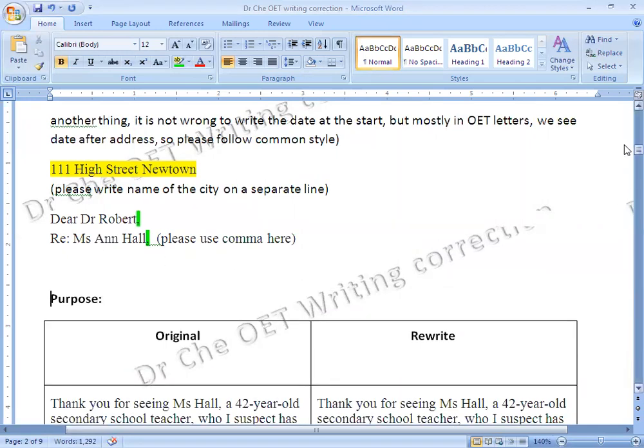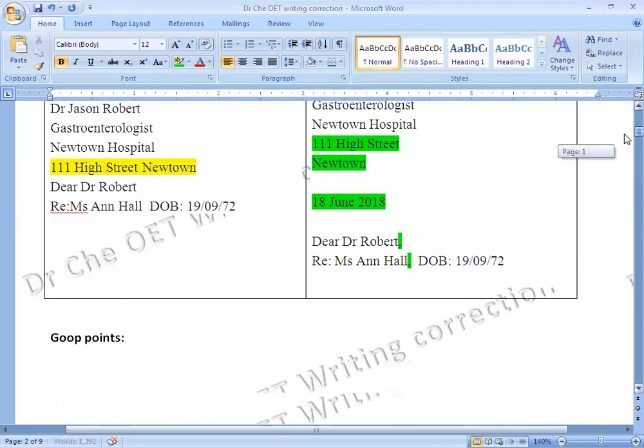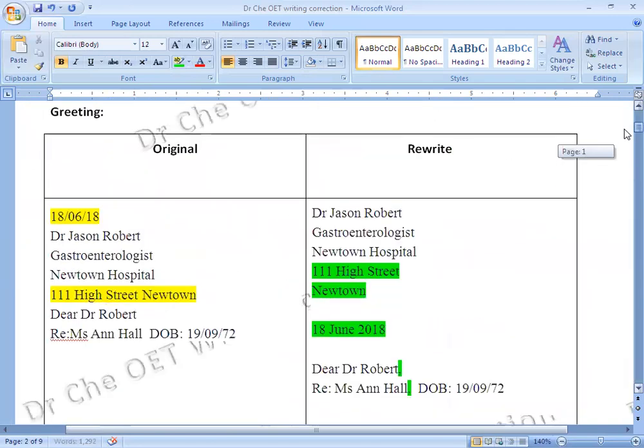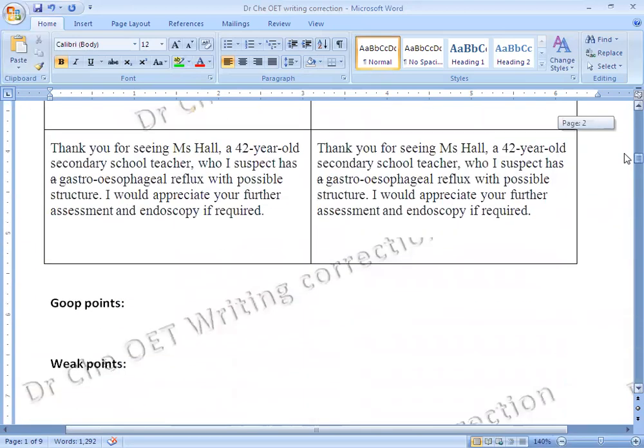Now we need to read the purpose. Greeting is okay now. This greeting is clear. We should go for the purpose. Thank you for seeing Miss Hall, a 42-year-old secondary school teacher. Let me see the original because maybe I have corrected here. No, it is okay. It is like this in the real.